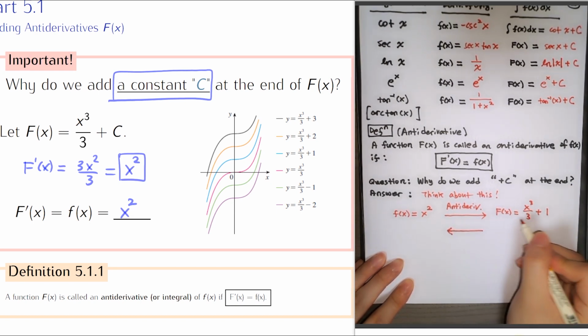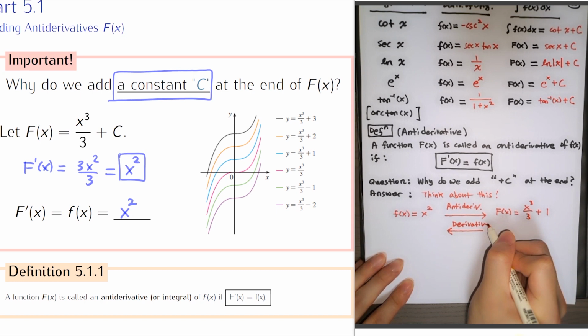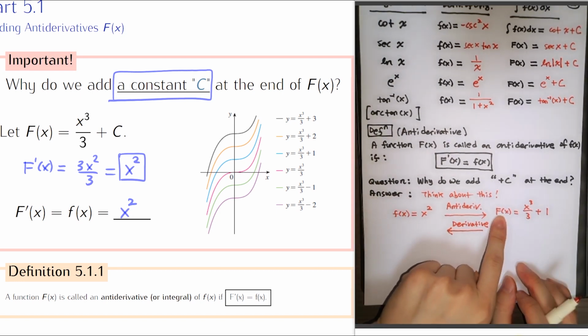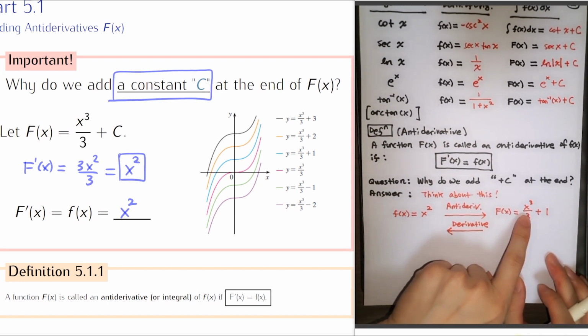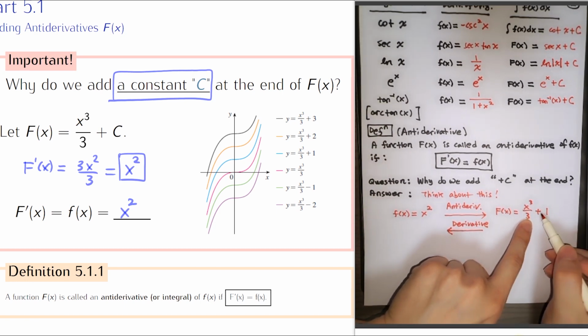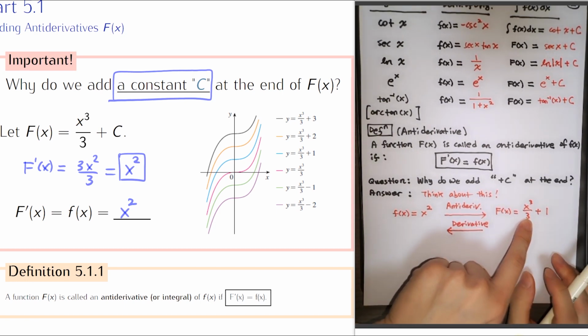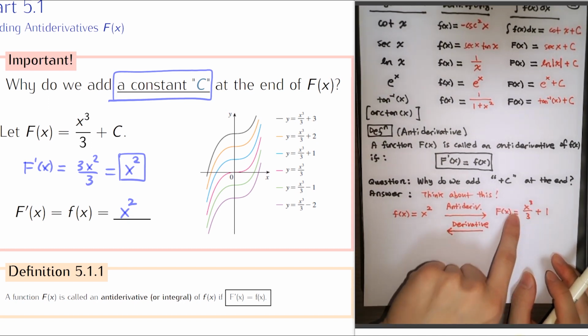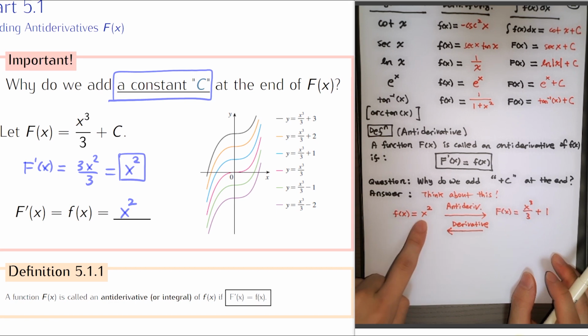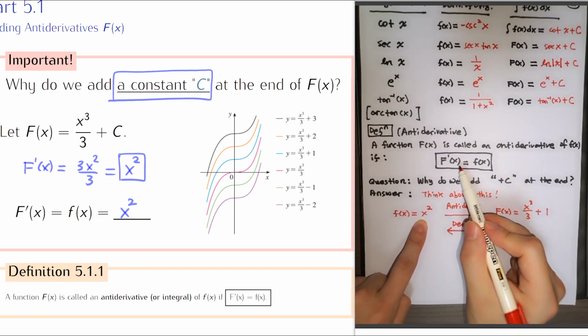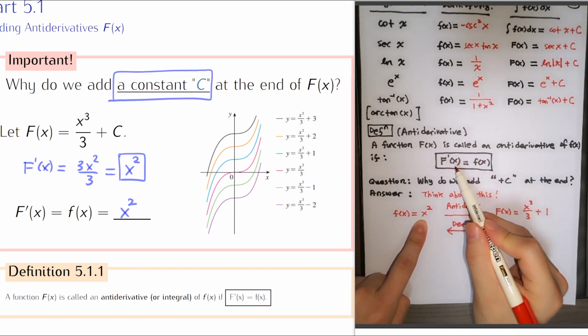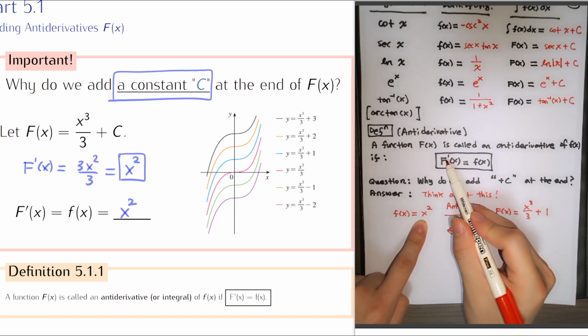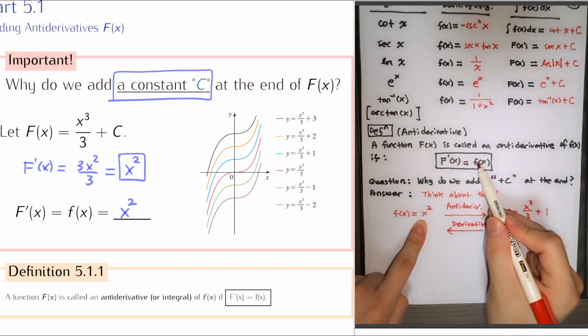Let's find out the derivative of this. The derivative of capital F becomes 3x squared over 3 plus 0, because the derivative of 1 is 0. Do you understand? So the derivative of capital F becomes little f. Do you agree? So that's why this satisfies the definition of antiderivative: capital F prime becomes little f.